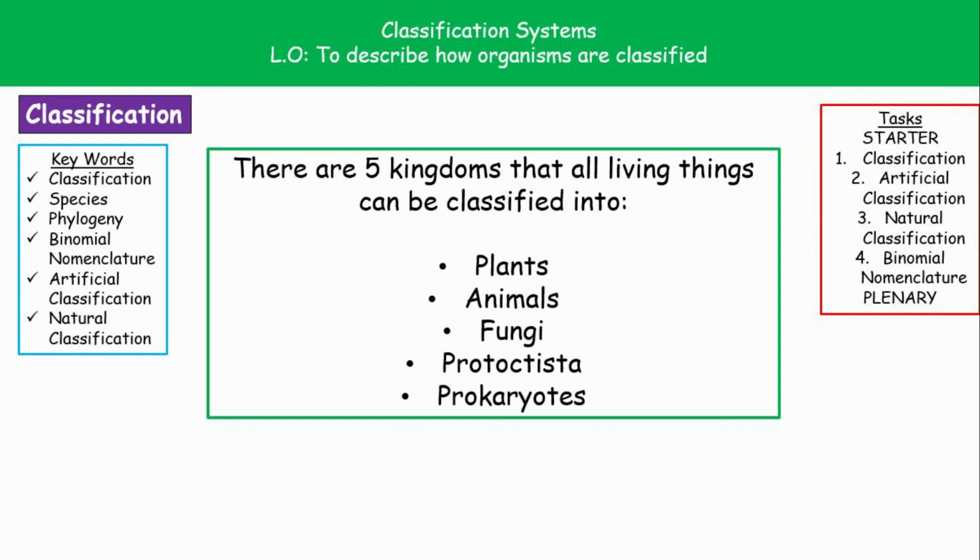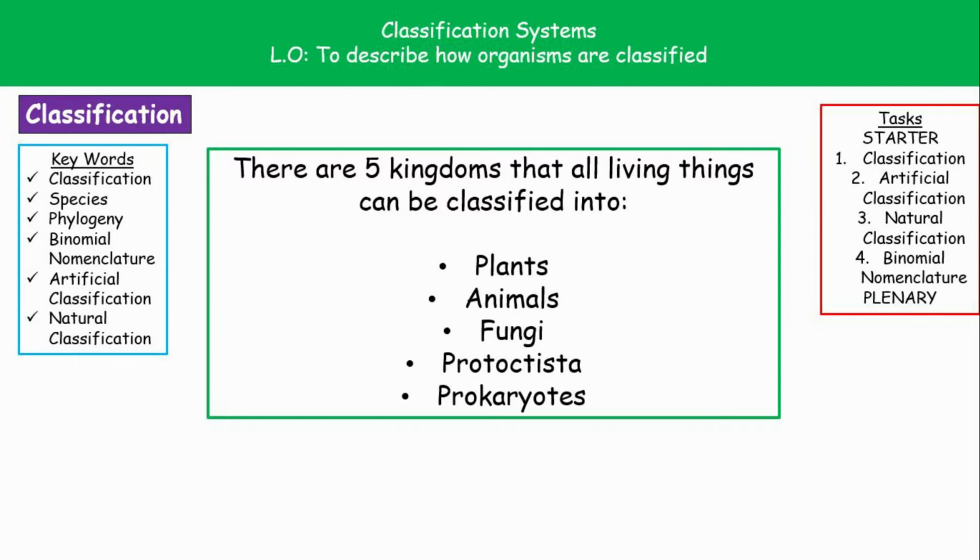Now, if we have a look at how these classification systems work, if we start with the kingdoms, what we have on planet Earth are 5 kingdoms that every living thing on our planet can be classified into. So what we can do is split up every single organism on planet Earth into one of these 5 kingdoms. And the ones we've got are plants, animals, fungi, protoctista, and prokaryotes.